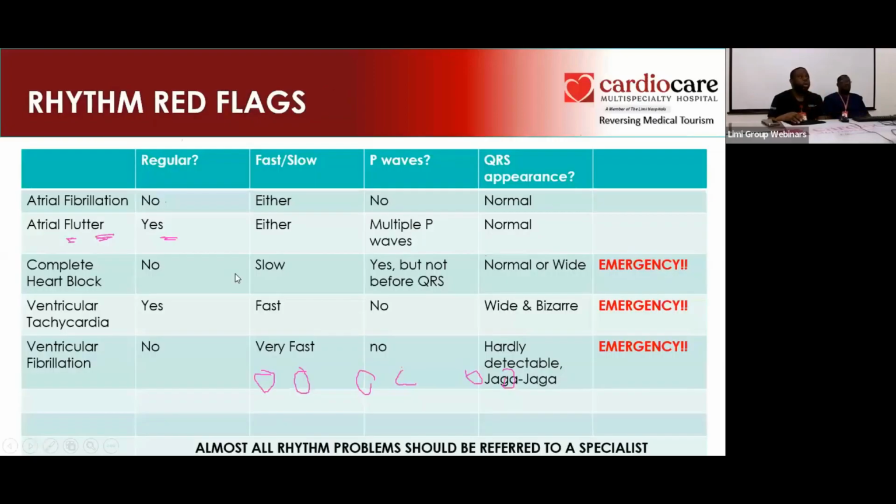All right, so now we can see this table. In this table, it's clear what is happening. If you have irregular P waves, the rhythm is not regular, and it could be fast or slow, with no clear P waves, we call that atrial fibrillation. In atrial flutter, however, it could be regular, but you have multiple P waves before a QRS. So it is good you master this table. It's going to help a lot.